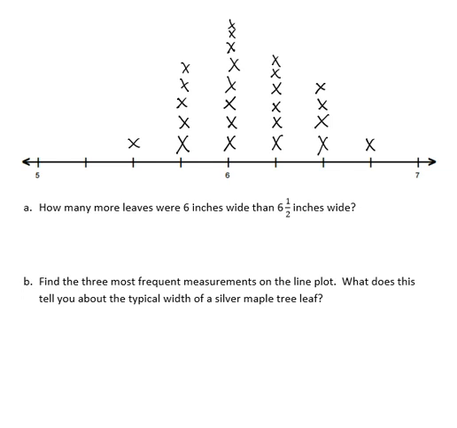The first one says, how many more leaves were 6 inches wide than 6 1/2 inches wide? Well, obviously this point is my 6-inch mark, and here halfway between 6 and 7 would be my 6 1/2 inch mark. There were 8 leaves that were 6 inches, and we'll subtract the 4 that were 6 1/2 inches to show that there were 4 more leaves that were 6 inches compared to the leaves that were 6 1/2 inches wide.